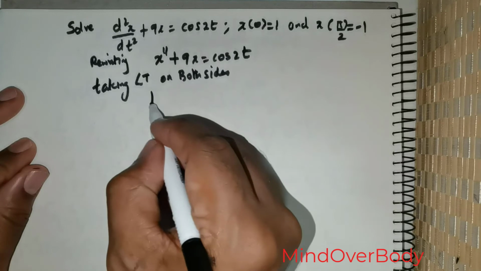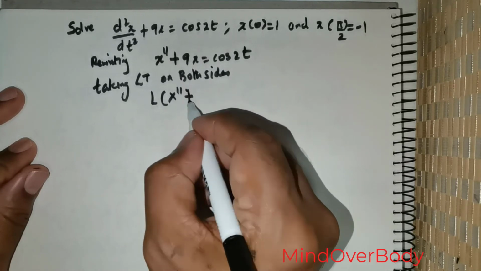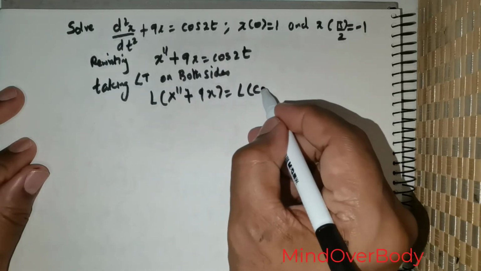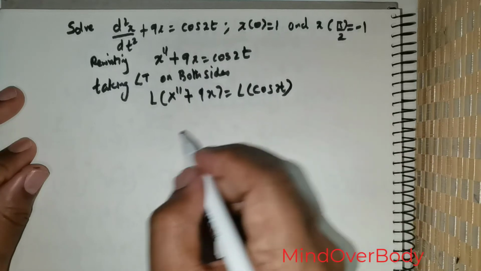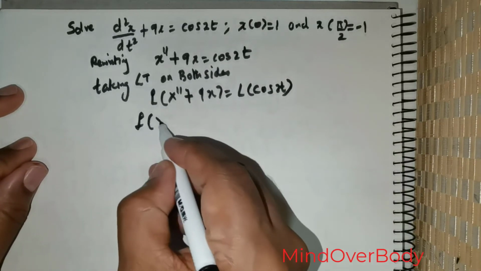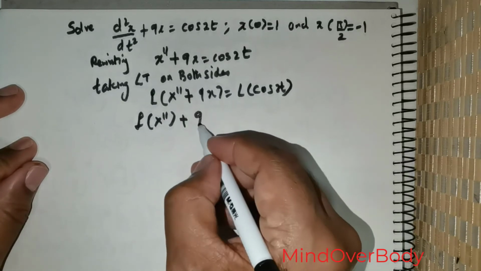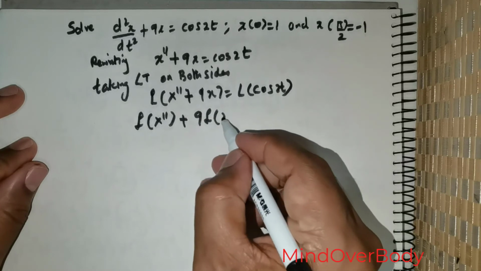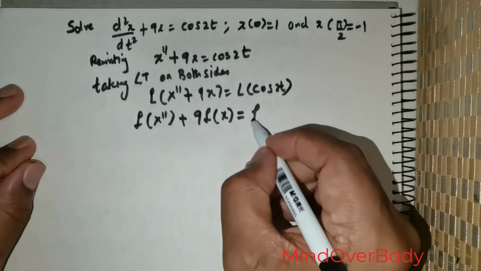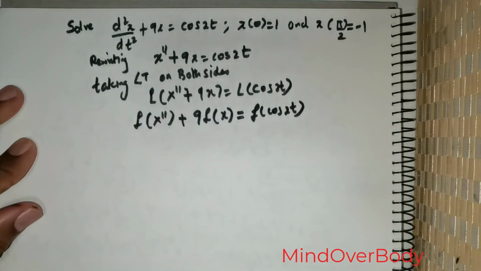So when I do that, I get L of x double dash positive 9 times x is equal to L of cos 2t. Now, by linearity I can always rewrite this as L of x double dash positive 9 times L of x is equal to L of cos 2t. So let me write it like that.